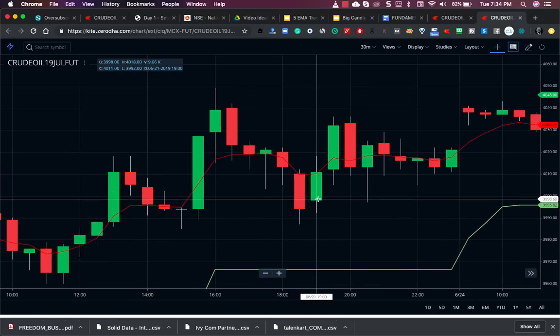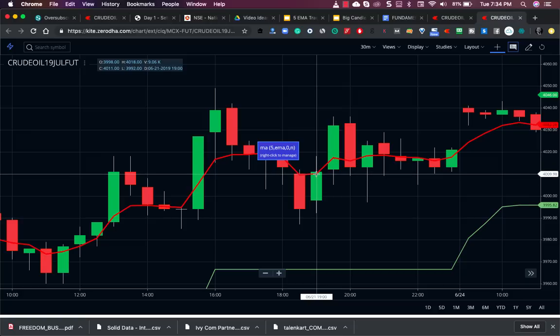7 o'clock in the evening, and close is 4011. I don't know what is the value of this year here. I'm assuming that it is 4010 and close is 4011. It's very close here, but nevertheless, let's look at it. 4018, which is about 18.